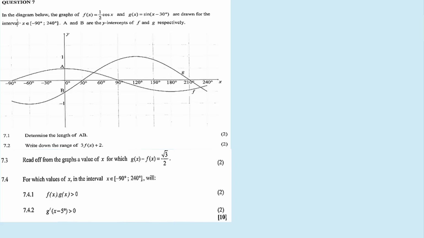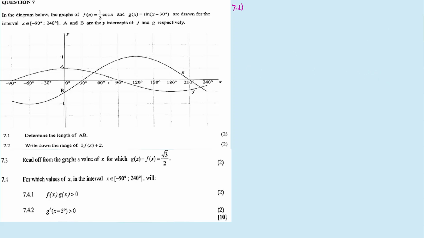Question 7. In the diagram below, the graphs of f and g are drawn for the interval between -90 degrees and 240. A and B are the y-intercepts of f and g respectively. A is the y-intercept of f, and B is the y-intercept of g. 7.1 They want us to calculate the length of AB.